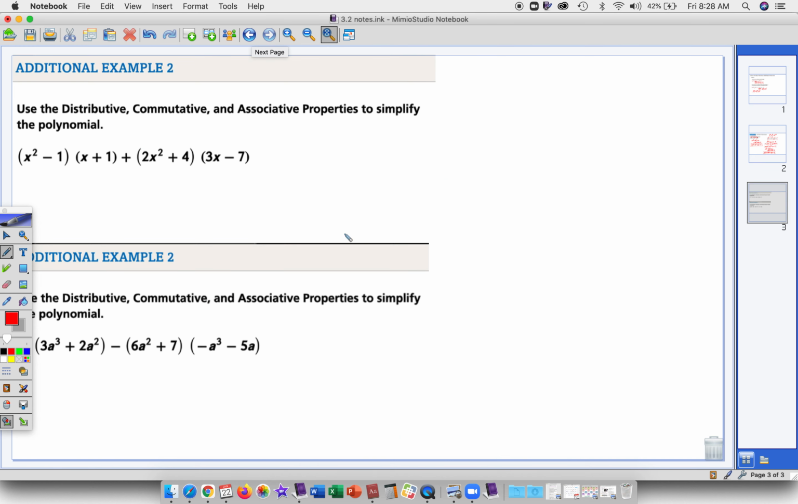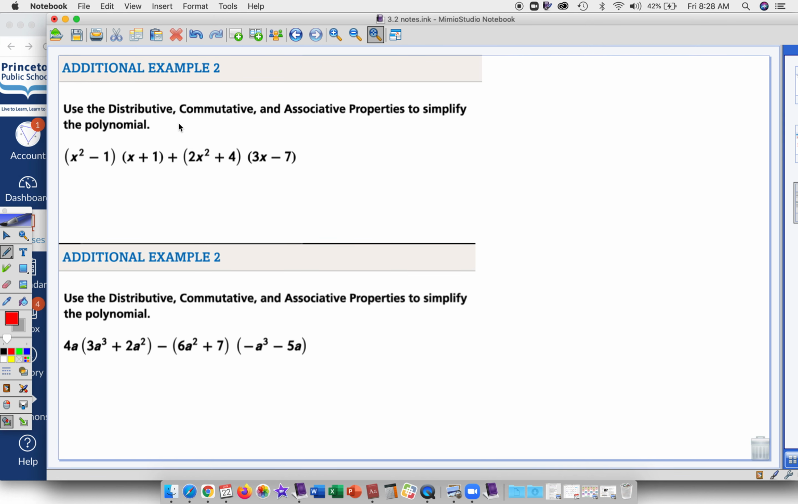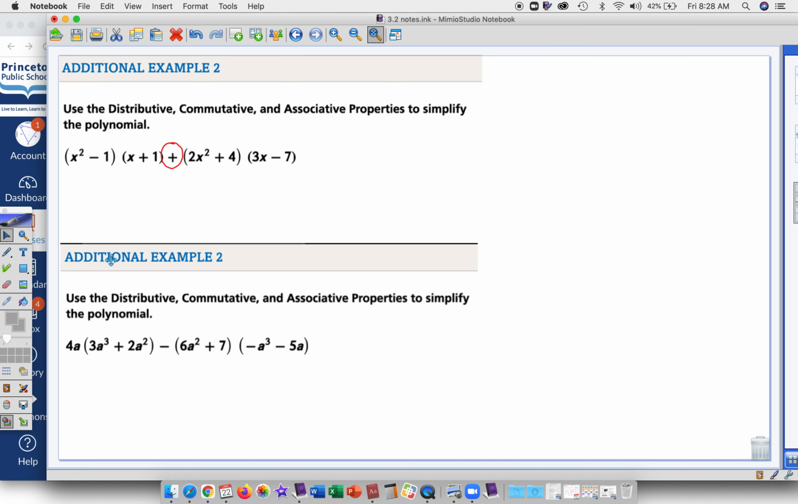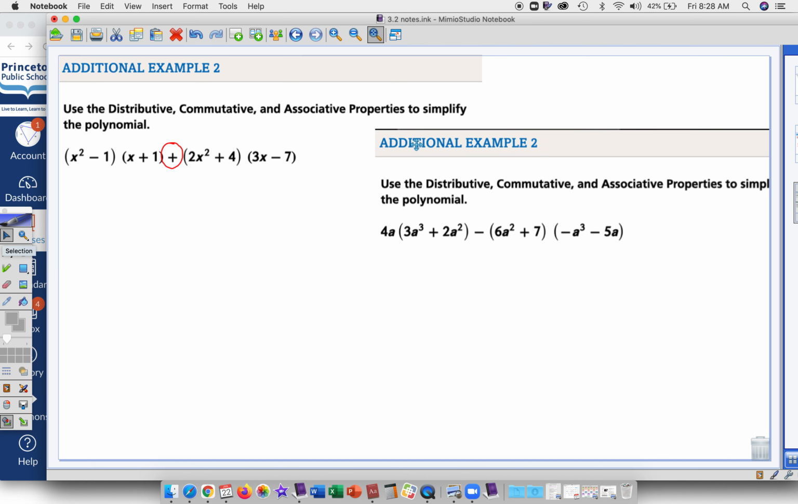Okay, let's see. We have a couple of additional examples here. So we're going to use the distributive property first, okay, to multiply the two binomials together, because notice this is not all a product. We have a plus in between. So we have to follow our order of operations. So first we're going to multiply these two, and then we're going to multiply these two, and then combine by adding, right, any like terms that we have. So actually, let me move this out of the way.